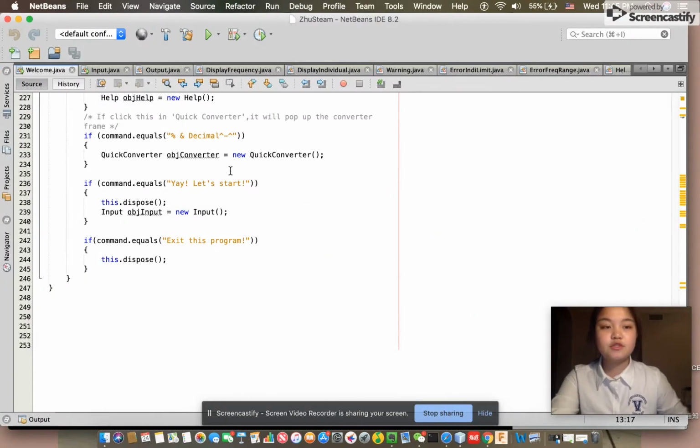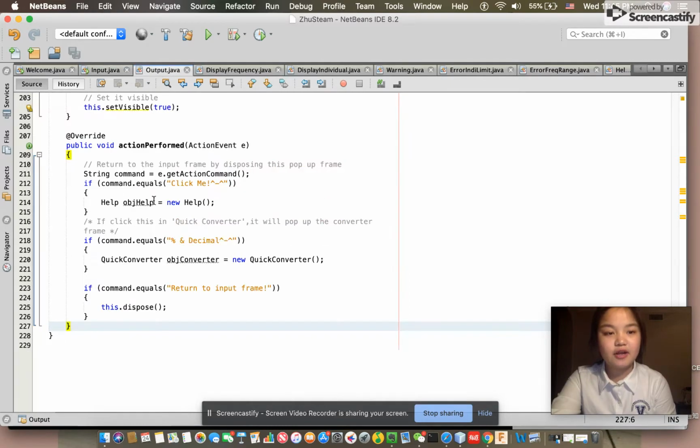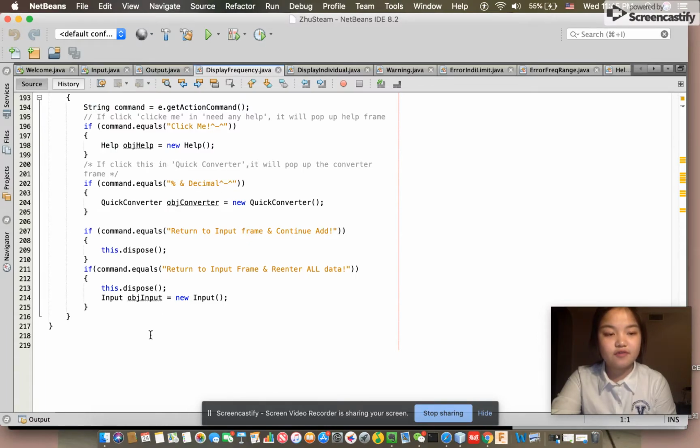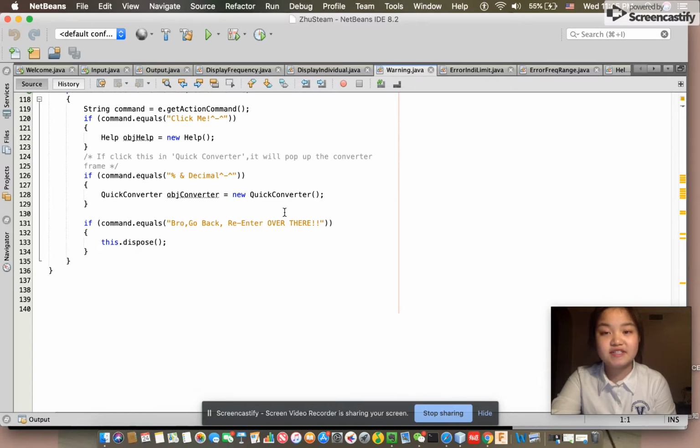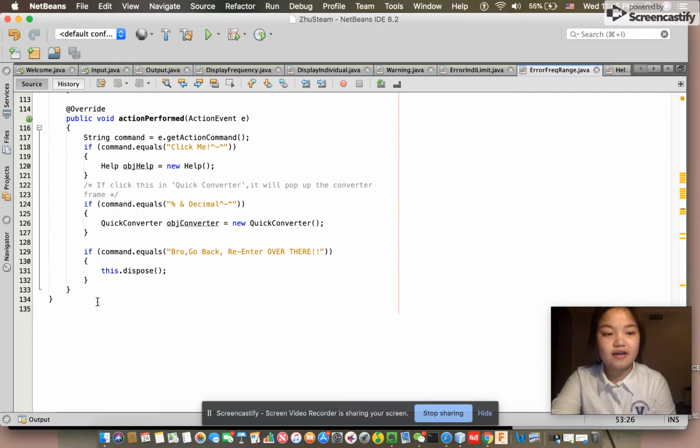So for the welcome frame, it has 247 lines. And for my input frame, it has 1023 lines. And for my output frame, it has 228 lines. And for my display frequency frame, it has 217 lines. And for my display individual frame, it has 204 lines. And for my warning frame, it has 136 lines. And for the error individual limit frame, it has 136 lines also. And for the error frequency range frame, it also has like 134 lines.